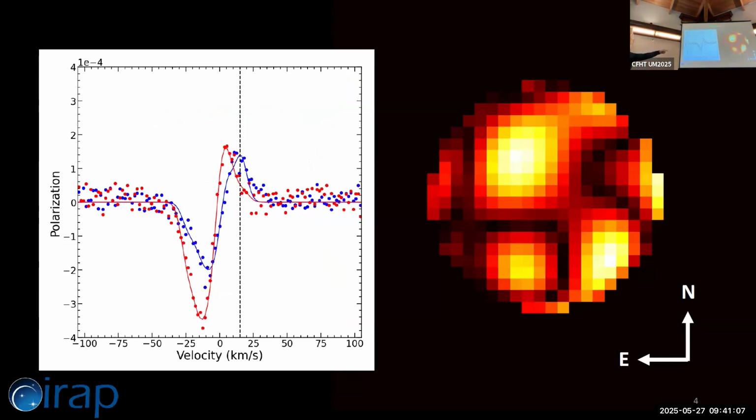So north is up, east is left, and on the left you recognize the profile that I showed you before. But in fact, in this profile, the dots are the observation, and the lines are the reconstructed Stokes profile from this image. So you see that it fits the data perfectly, which is quite impressive.